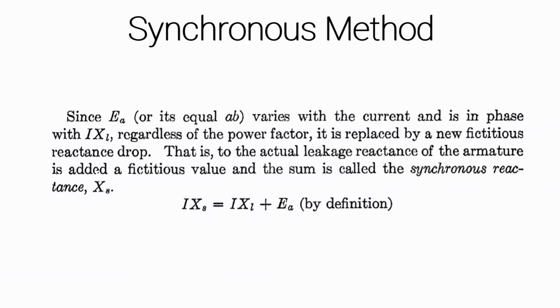Since EA varies with the current and is in phase with the reactance drop, regardless of the power factor, it is replaced with a new fictitious reactance drop. So the actual leakage reactance of the armature is added to a fictitious value, and the sum is called the synchronous reactance, wherein IXS is equal to the reactance drop plus the EA.